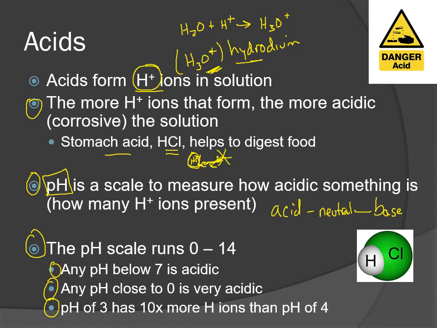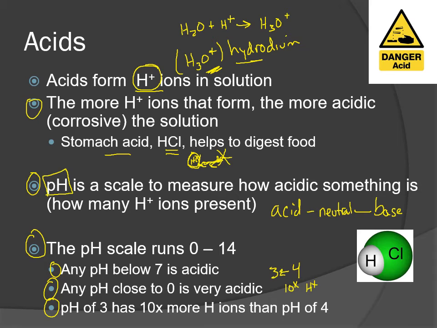And how does pH work? Well, it's a numerical scale, 0, 1, 2, 3, 4, 5, 6, all the way to 14. And if you go from 3 to 4 or 4 back to 3, what happens is it's a 10 times difference in the number of hydrogen ions. Basically, that's how these numbers work.